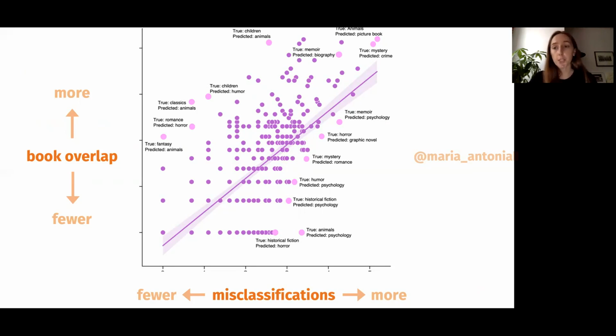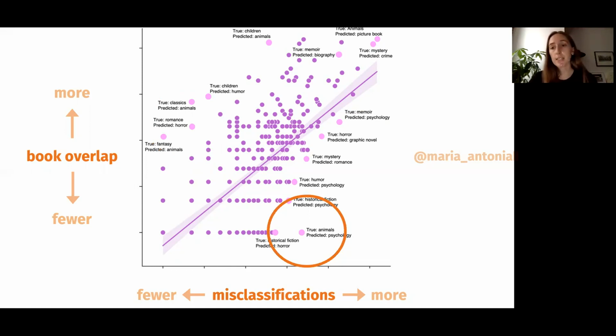This figure shows the relationship between misclassification counts and book overlap for each pair of genres. As expected, we find a correlation between misclassifications and book overlap. But we can also identify pairs with unusually high or low numbers of misclassifications given their similarity. For example, romance and horror have an unusually low number of misclassifications given their high book overlap, while animals and psychology have an unusually high number of misclassifications given that they share no books in common.